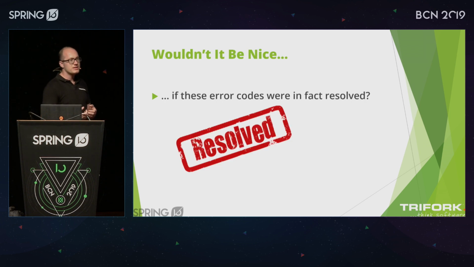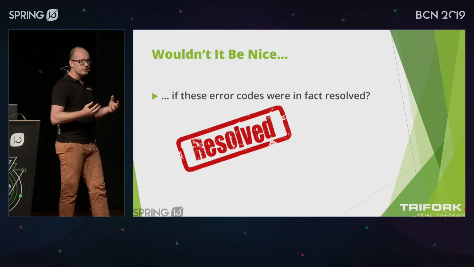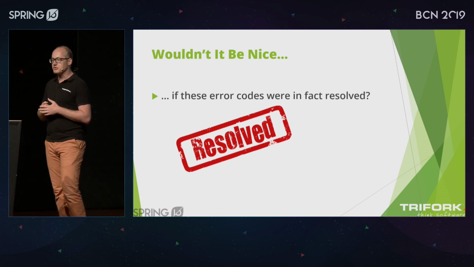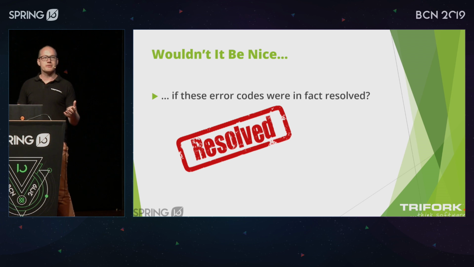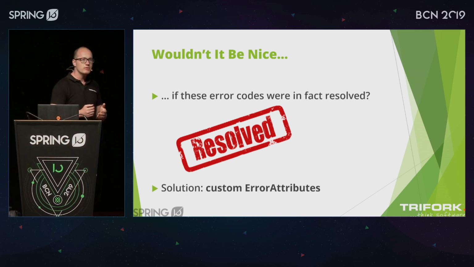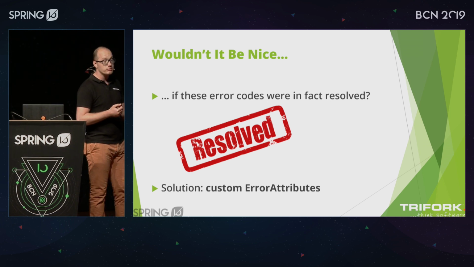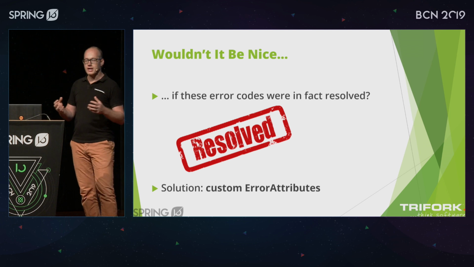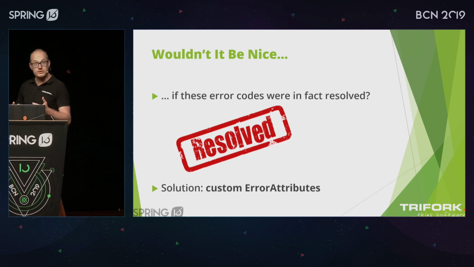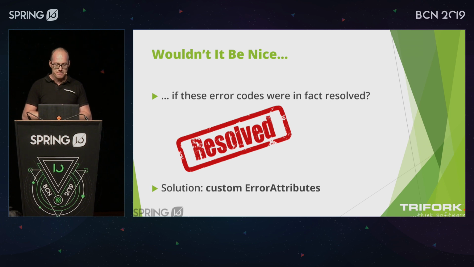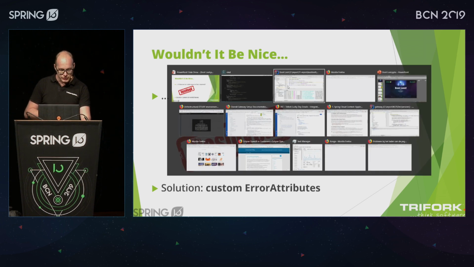So wouldn't it be nice if these field errors are, in fact, instances of something that says, I can be resolved by a message source, if it was actually resolved into a nice error message. And the good news is it's actually quite easy to do that because with Spring Boot, you can override the default implementation of their error attributes, which is called the DefaultErrorAttributes, and provide your own implementation simply by registering a bean. So that's exactly what I want to show you first.